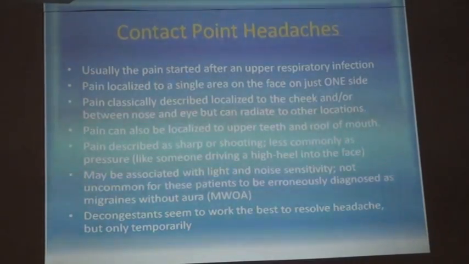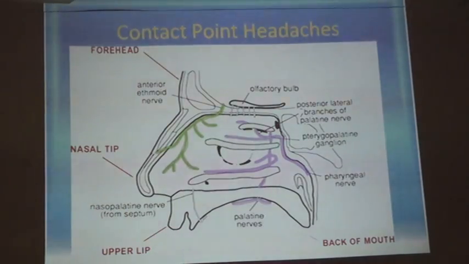Pain is described as sharp or shooting, less commonly as pressure, like driving a high heel into the face. It may be associated with light and noise sensitivity. It is not uncommon for these patients to be erroneously diagnosed as migraine without aura. Decongestion seems to work the best to resolve headaches, but only temporarily. This is a typical picture of contact point headaches.